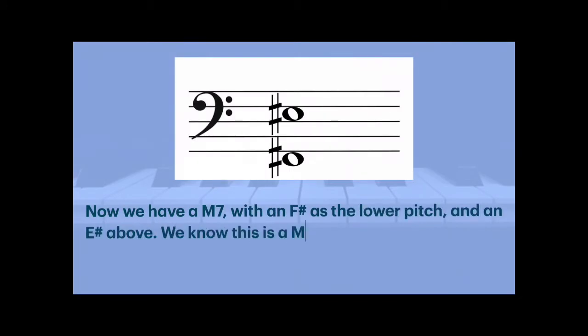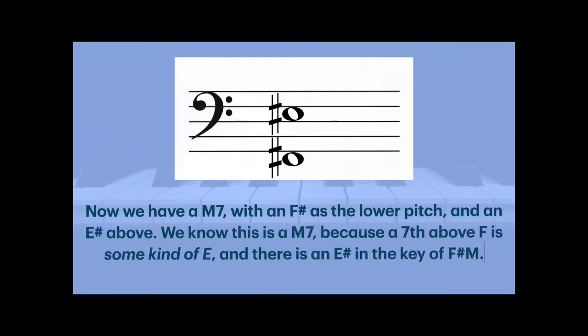Now we have a major seventh with an F sharp as the lower pitch and an E sharp above. We know this is a major seventh because a seventh above F is some kind of E, and there is an E sharp in the key of F sharp major.